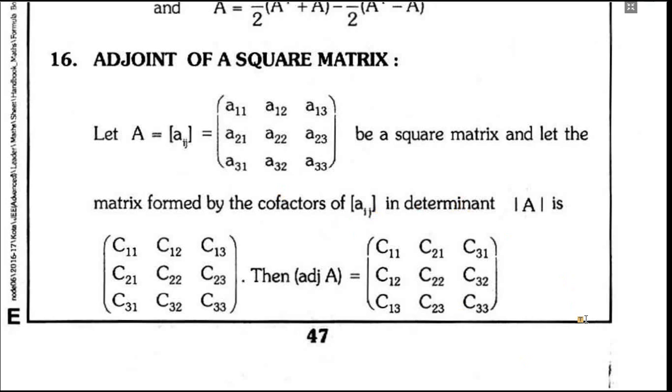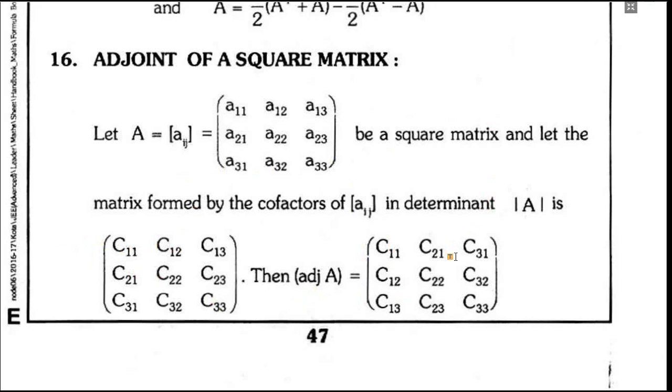This is not mod A; it is read as determinant of A, which is C11, C12, C13, C21, C22, C23, C31, C32, C33. We have read cofactors in determinants. What is a cofactor? First we must know about minor. Delete the given ith row and jth column. The element or number which is left is the minor.